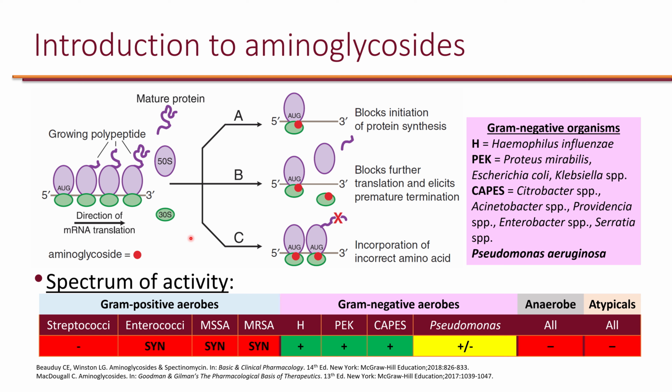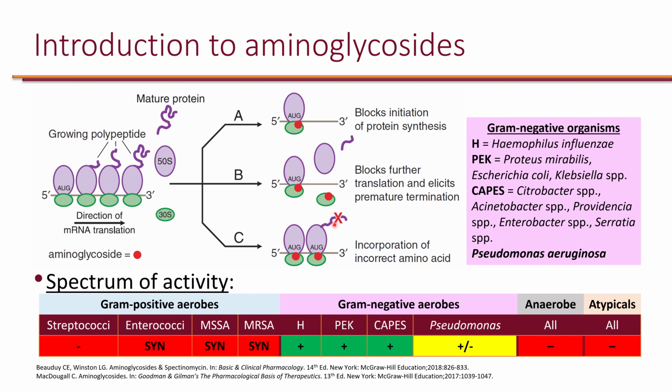Now, when we look in more detail at what happens when aminoglycosides bind to the 30S subunit of the ribosome, you can see that the first thing is that they block initiation of protein synthesis. And if protein synthesis has already initiated, they can block further translation and actually cause premature termination of translation. They can also cause incorporation of incorrect amino acids into the protein product.